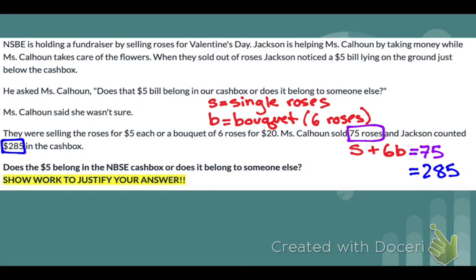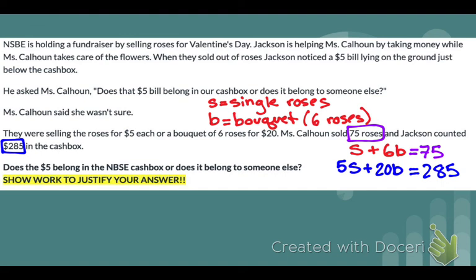So let's look how we would do money. How much do the single roses cost? $5. So how would I write that? 5 times how many? Yeah, plus 20. Oh, I mean 75. I'm so confused. So the rest of this problem.